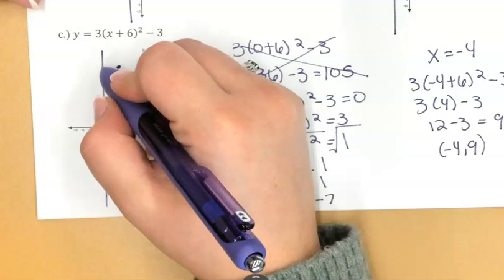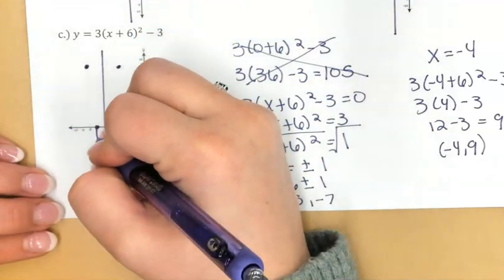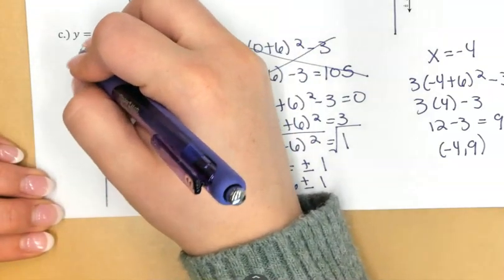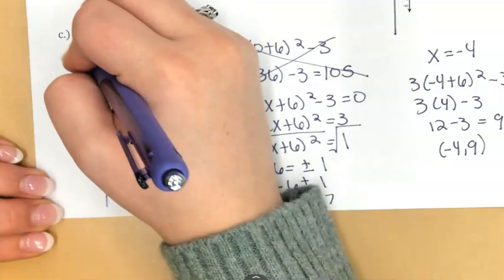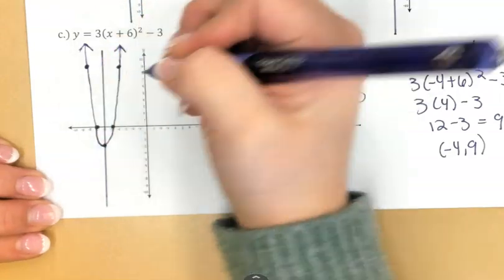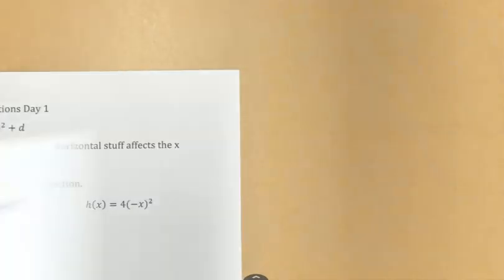And this is 2 away from my axis of symmetry, so I'm going to go 2 away on the other direction to get my 5th and final point. And now I can connect my dots. And there we go.